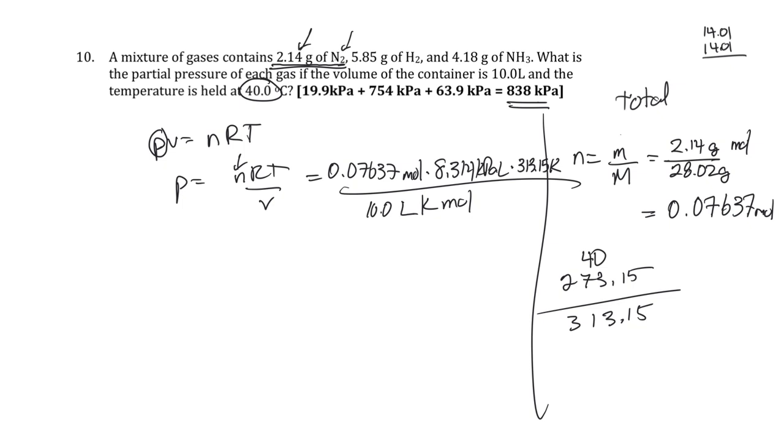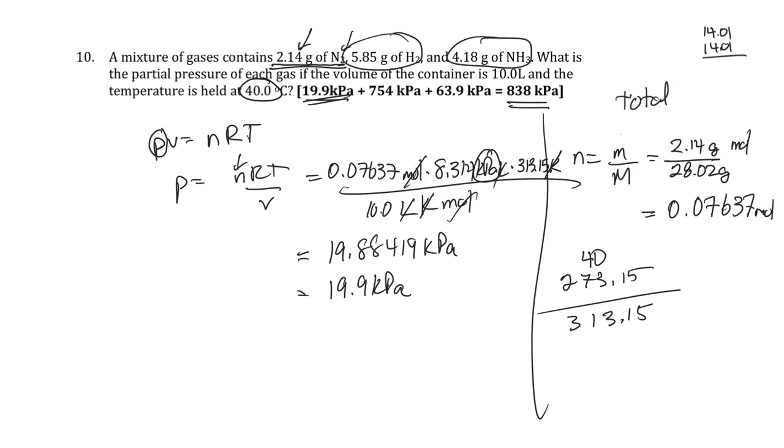So let's do that on the calculator. That comes out to 19.88419. Moles cancel, liters cancel, Kelvins cancel, wind up with kilopascals. Round it to 3 sig figs, call it 19.9 kilopascals. And that's what they have there. So then you just need to do the same thing for hydrogen and for ammonia, and hopefully you get those numbers, and when you add them, hopefully you get that as your total. All right, hopefully that helps you with those gas questions.